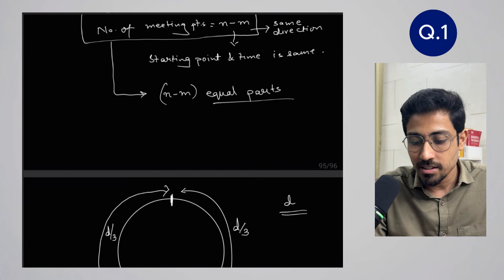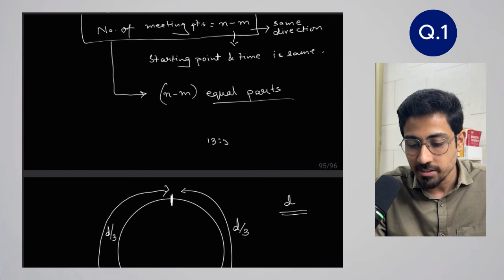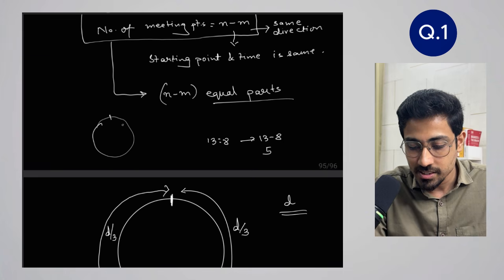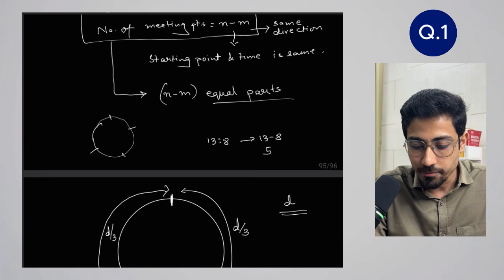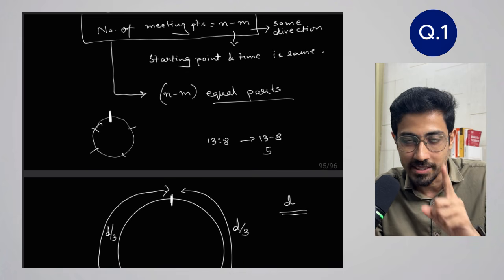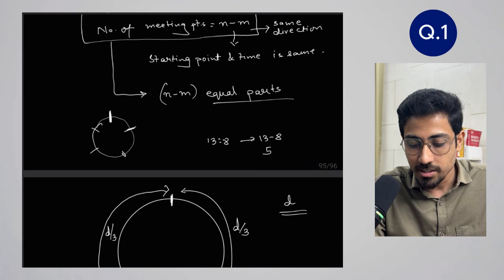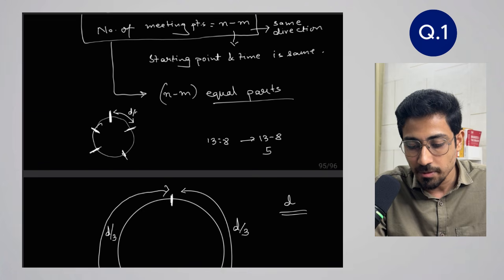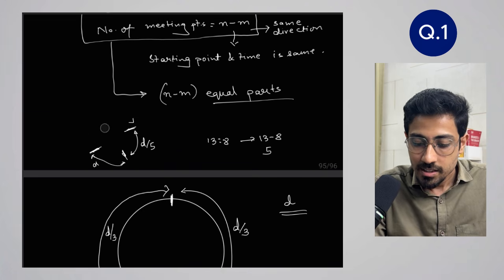Okay, suppose my speed ratio is 13 is to 8. Then what will happen? Number of meeting points will be 13 minus 8, which will be 5. And if I draw the circle, it will divide the circle into 5 equal parts, which is 1, 2, 3, 4, 5. Including the starting point. The starting point will always be one of the points. So this point, second point, third point, fourth point, fifth point, and all of them are equidistant. What is the distance? d by 5. Second, third point difference is d by 5, then again d by 5, and so on. Okay, so I hope this is clear.